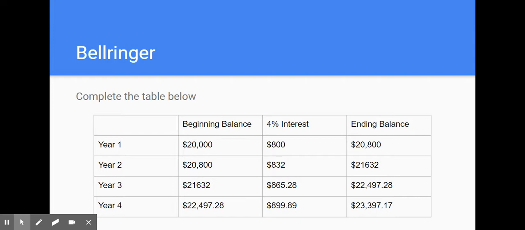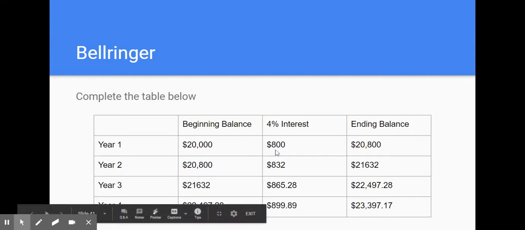So your answer should look like this. Again, this person made $800 in interest, 4% interest rate for year 1. You roll that over, you're going to start year 2 with a balance of $20,800 times 0.04. You've made $832 in interest in year 2. Roll that over, you do the same thing over and over again. So the numbers speak for themselves.